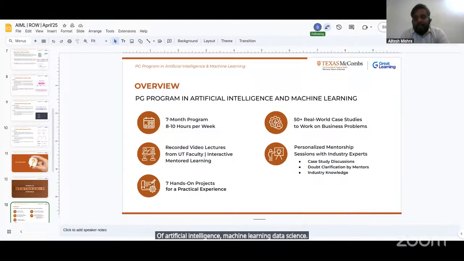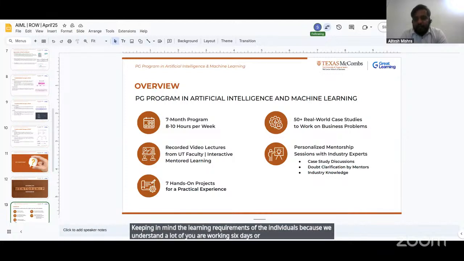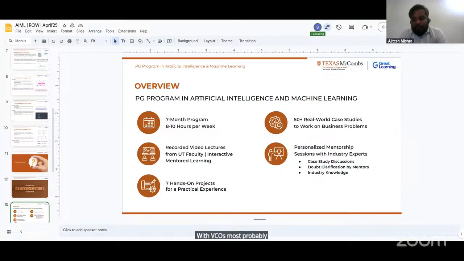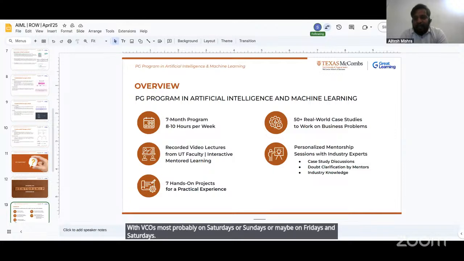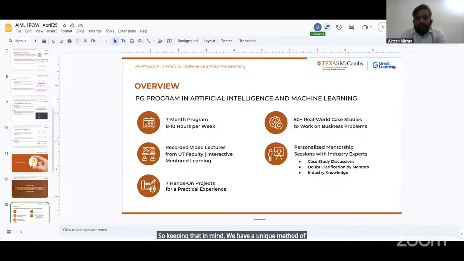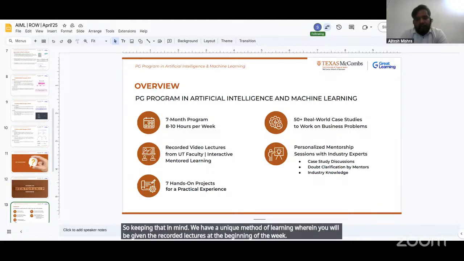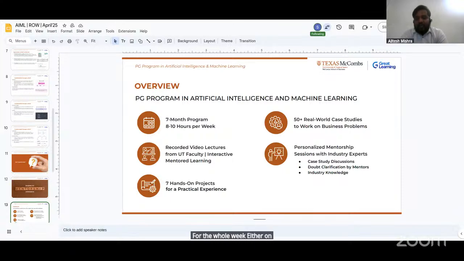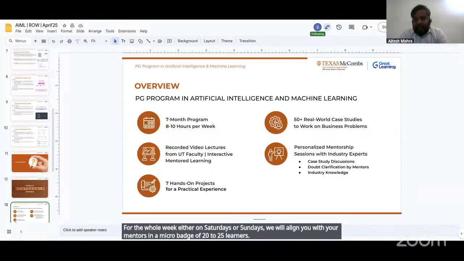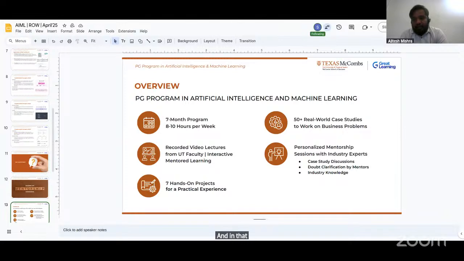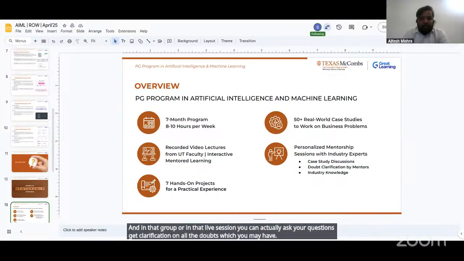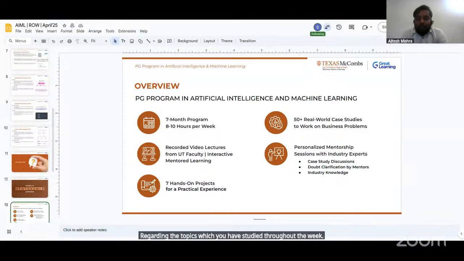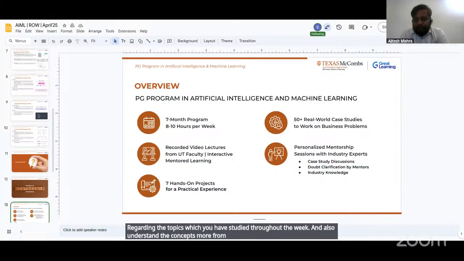So, keeping in mind the learning requirements of the individuals, because we understand a lot of you are working 6 days or 5 days a week with week offs most probably on Saturdays or Sundays or maybe on Fridays and Saturdays, we have a unique method of learning. You will be given the recorded lectures at the beginning of the week for the whole week, and either on Saturdays or Sundays we will align you with your mentors in a micro batch of 20 to 25 learners. In that live session, you can ask your questions, get clarification on all the doubts you may have regarding the topics you have studied throughout the week, and also understand the concepts more from an industrial standpoint. Okay.